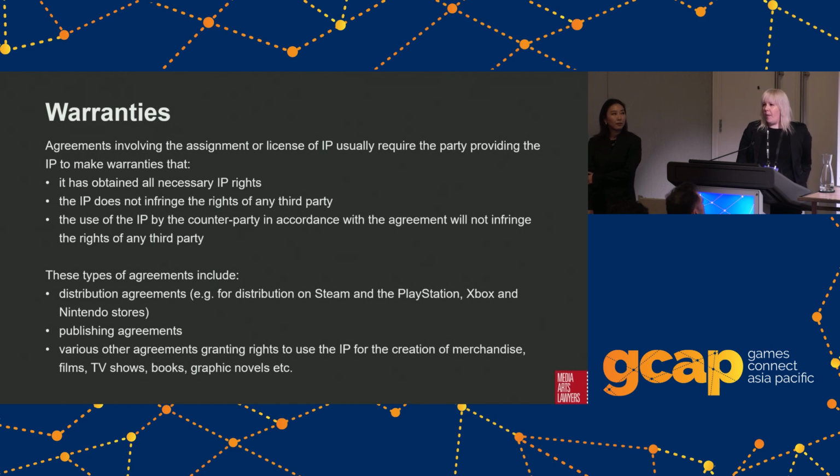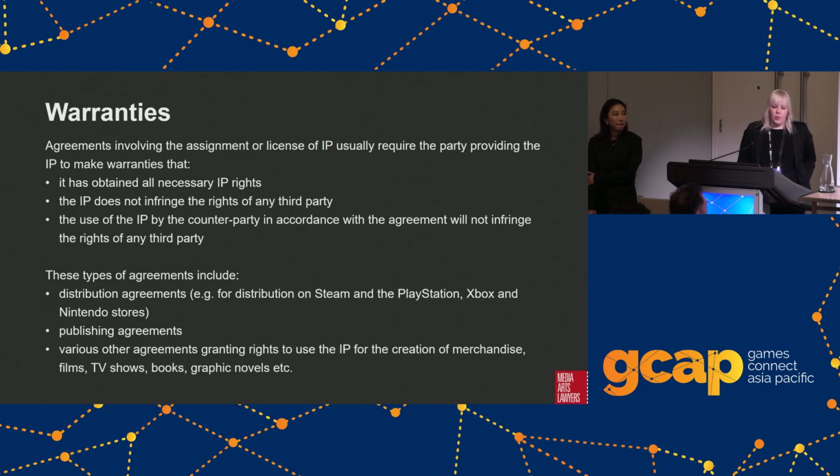So in order to be able to make those warranties, you need to ensure that you have the IP or you control the necessary rights, whether you own them through assignment or you've licensed them. But if you don't have all the necessary rights tied up, then you won't be able to make these warranties without breaching them as soon as you enter into the agreement.